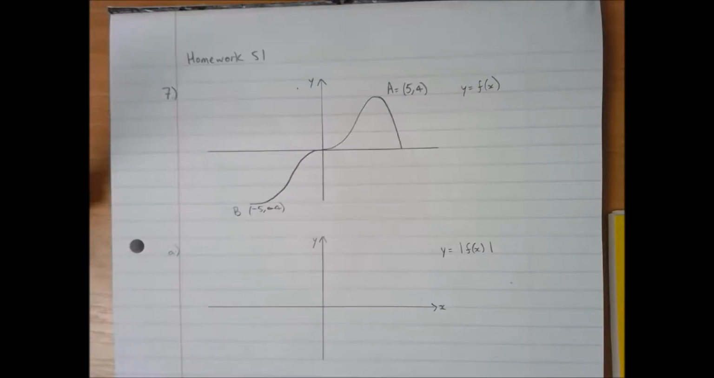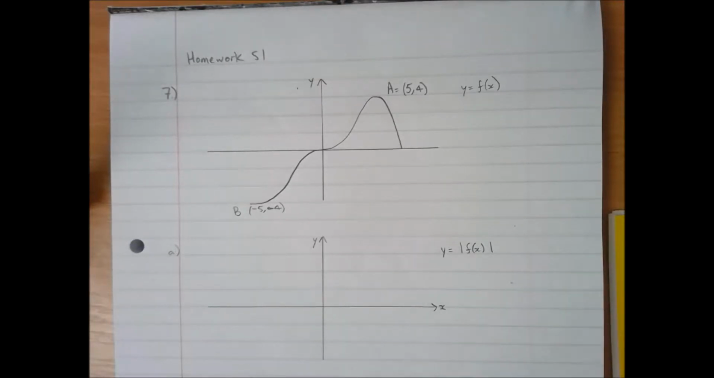Homework S1, question 7. We've got a sketch of a function, f(x), and a couple of key points have been listed: (5, 4) and (-5, -4). And we've been asked to sketch, in separate diagrams, the functions y = |f(x)|, y = f(|x|), and then y = 2f(x + 1).